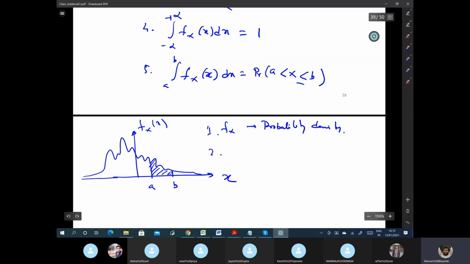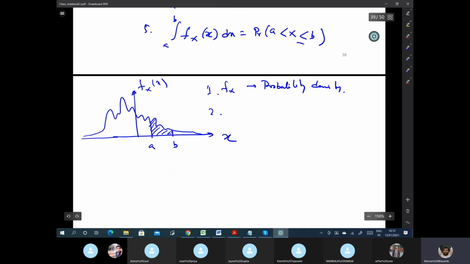Next point, generally we ask about the value of f_X. Can it be negative? Definitely no, because f_X comes from the CDF. The CDF is a monotonically non-decreasing function. If you take the derivative of it, it will always be positive or 0. So f_X can be 0, f_X can be positive, but f_X cannot be negative.